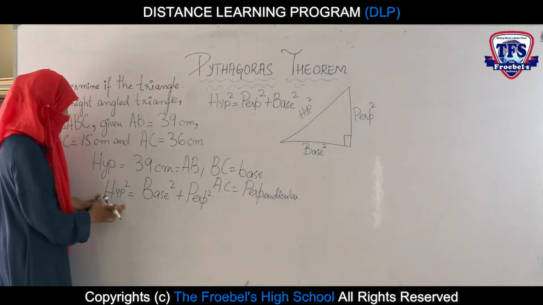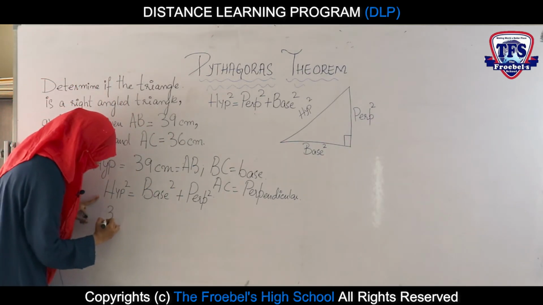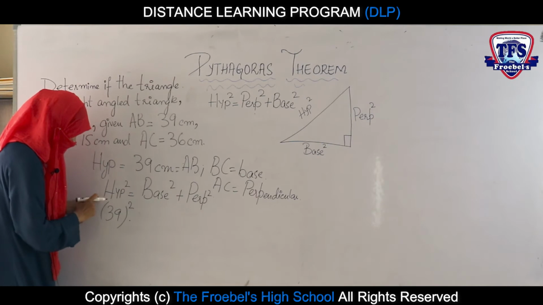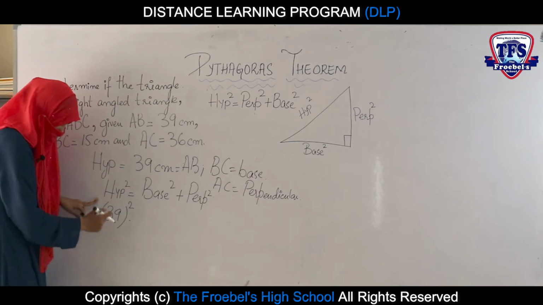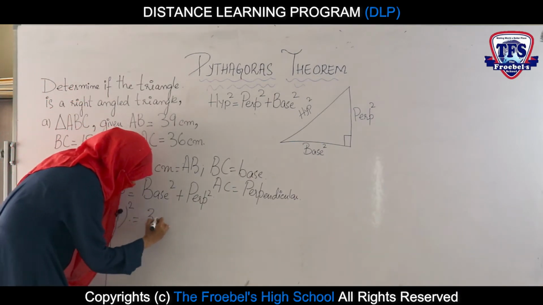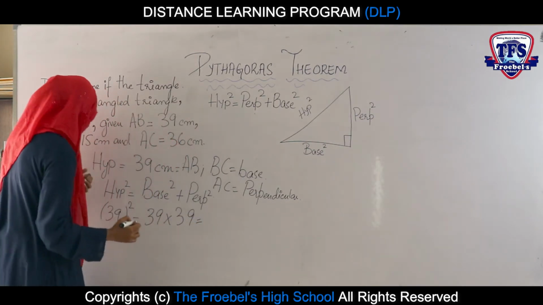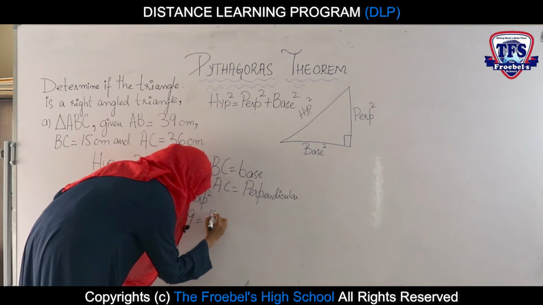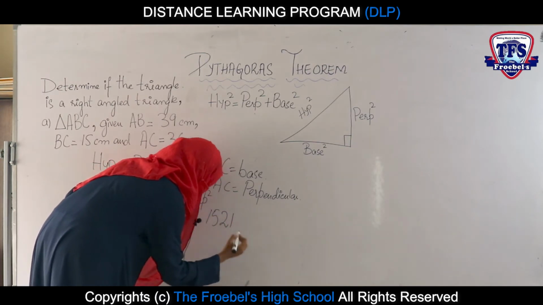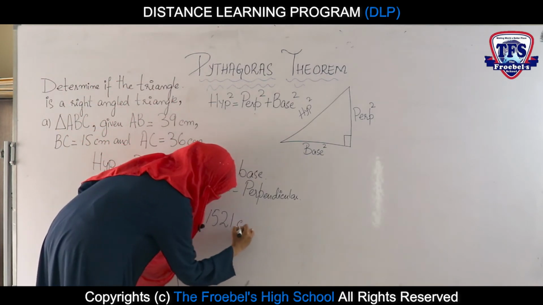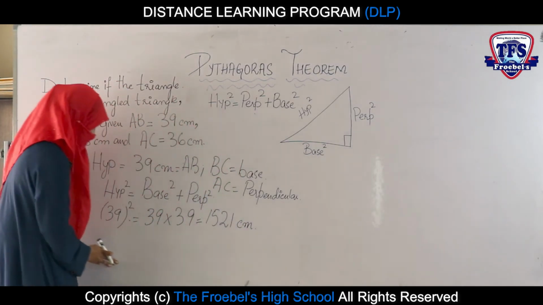So the value of the hypotenuse is 39 centimeter. The first thing I need is the square of the hypotenuse. So 39 square, 39 multiplied by 39, will give me the answer 1521. Centimeter is the unit, so I'll write centimeter over here as well. So this is the hypotenuse square.